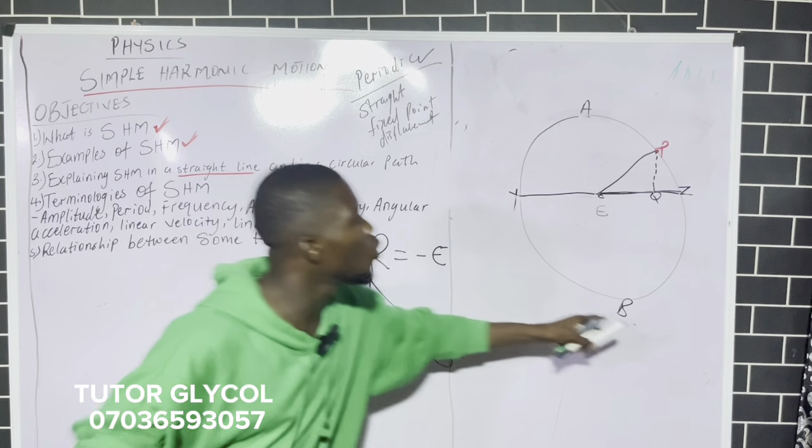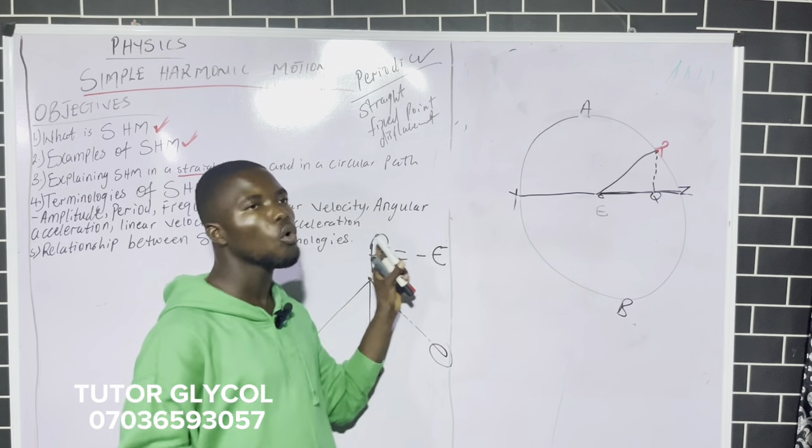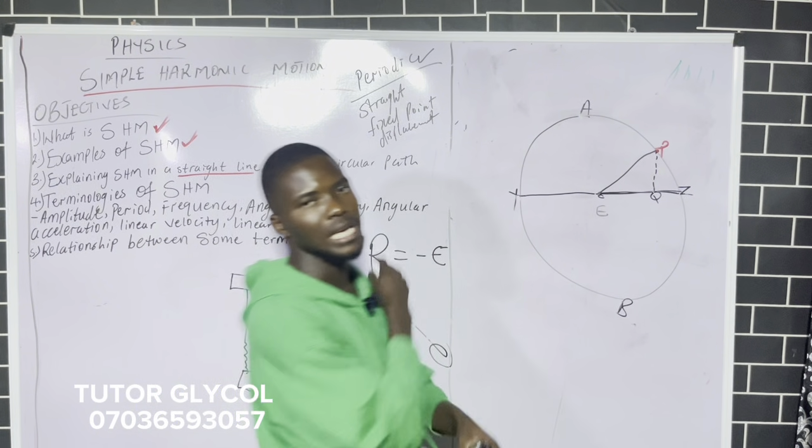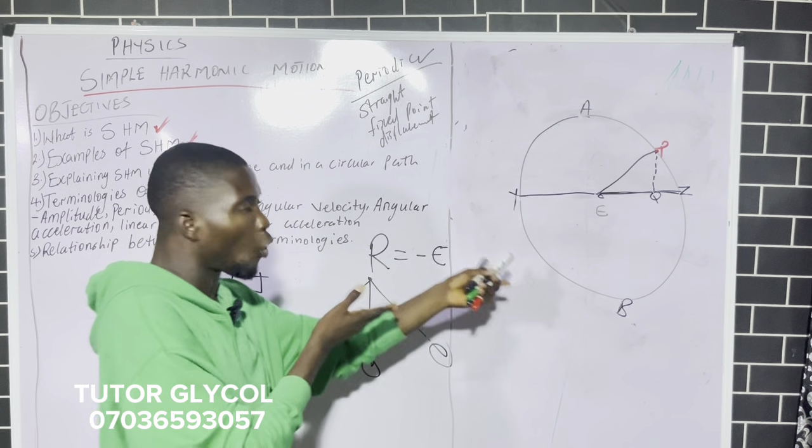So as stone P moves around the circle, what happens to its shadow? Its shadow moves to and fro in this straight line. Is that not periodic? Good. Is that not simple harmonic motion? Good. So this is why I would call it simple harmonic motion.